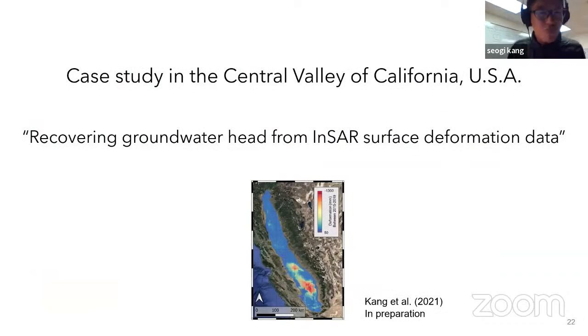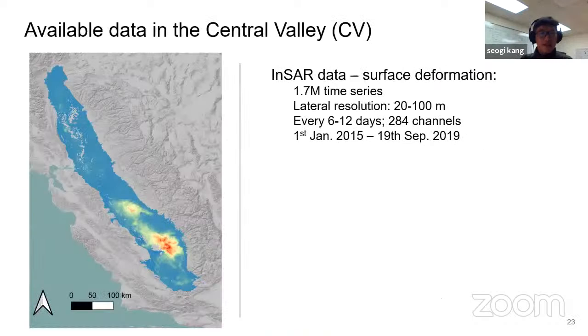Okay, the first case study is recovering groundwater head from InSAR surface deformation data. For available data in the Central Valley, we have InSAR data, which provides surface deformation. And we have about 1.7 million time series, meaning we have 1.7 million locations. The lateral resolution is about 200 meters, and the temporal sampling is about 6 to 12 days. So in total, we have 284 time channels between 2015 and 2019.